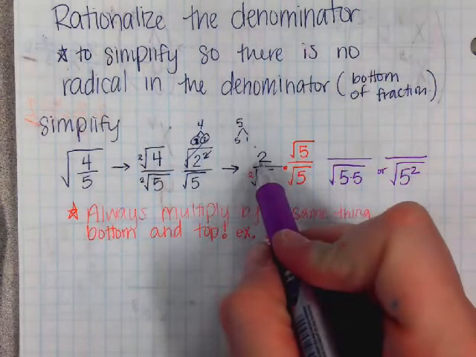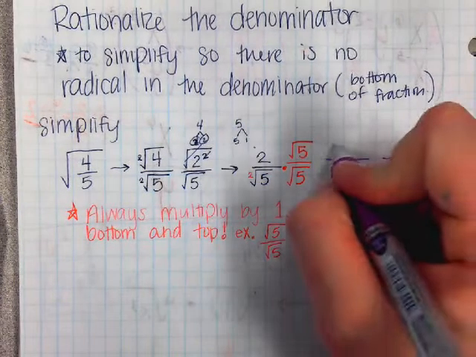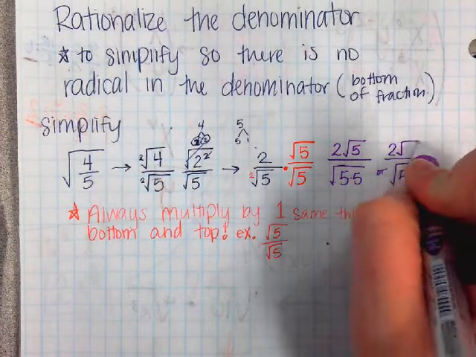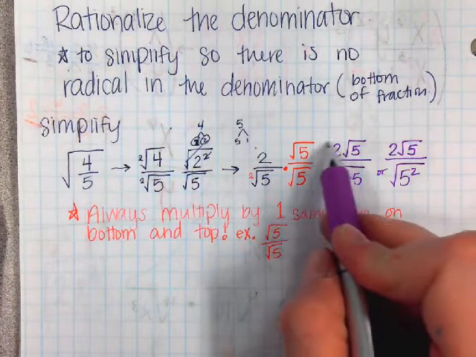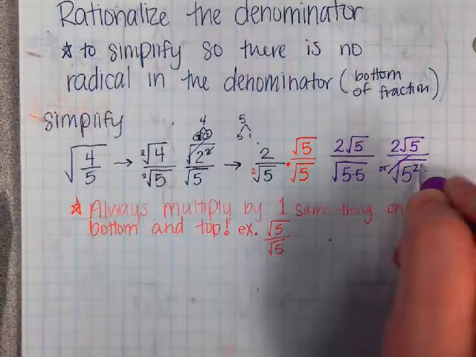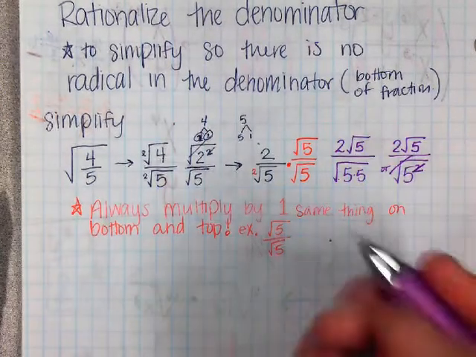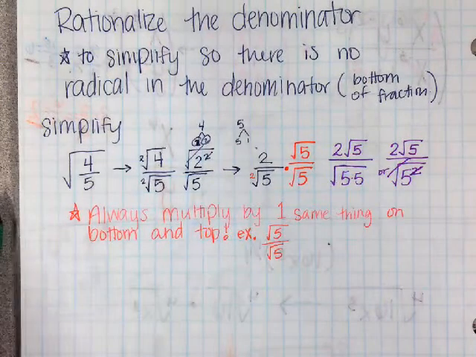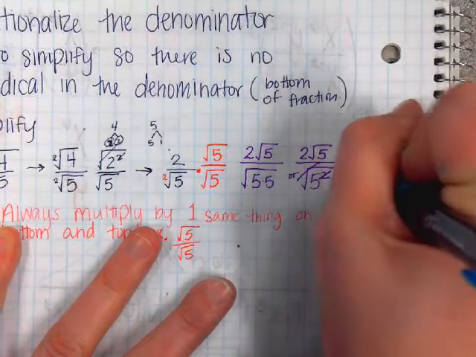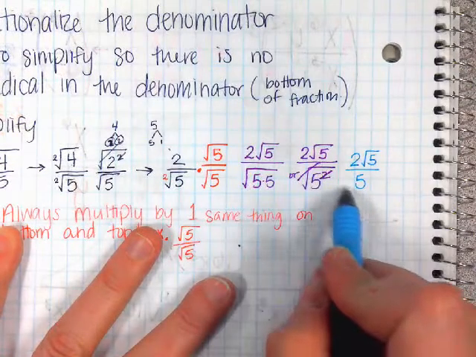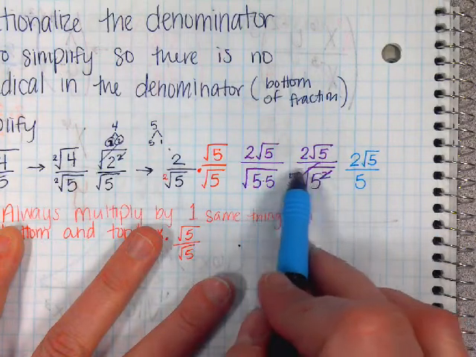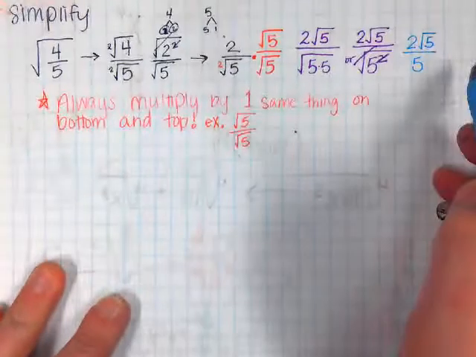So then now if you look, it would be 2 times the square root of 5, and then again 2 times the square root of 5. Since 2 is not under a radical, you cannot put it under the radical. Then the square root and the squared cancel. So your final answer would be 2 square root of 5 over 5. And notice the 5 is no longer in the radical because we changed it to be 5 squared, and then the square root and the squared cancel.